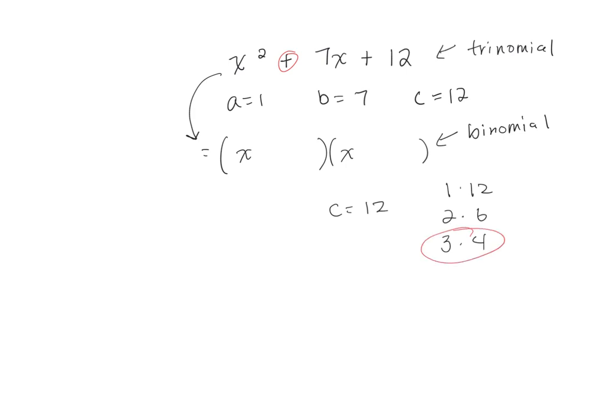So that's going to be a plus 3 there and a plus 4 there. And I get x plus 3 times x plus 4. Okay, but what if the sign is not positive, it's negative? That's a different story, right? Well, let's take a look at that situation.